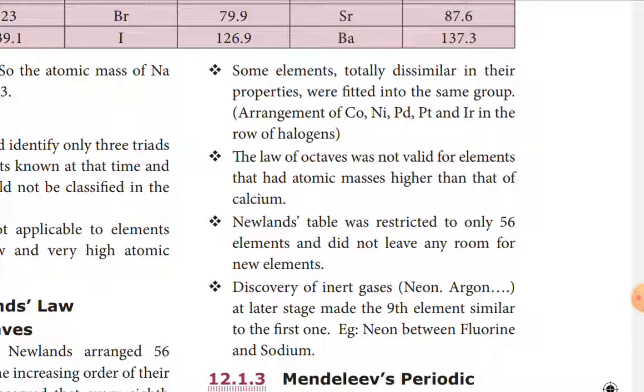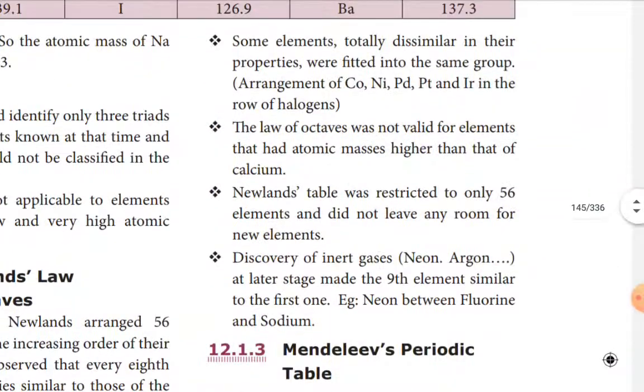Then the discovery of inert gases like helium, neon, argon, krypton, xenon at a later stage made the 9th element similar, because these elements are included in the 8th group. So it was no longer possible for the first and 8th to be similar to one another. The first element resembled the 9th element. In such a way the law of octaves was dismantled because of the discovery of rare gases, neon between fluorine and sodium.